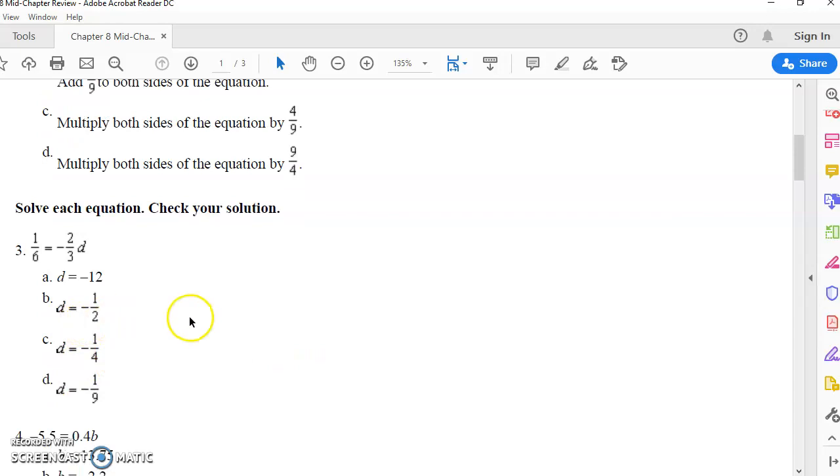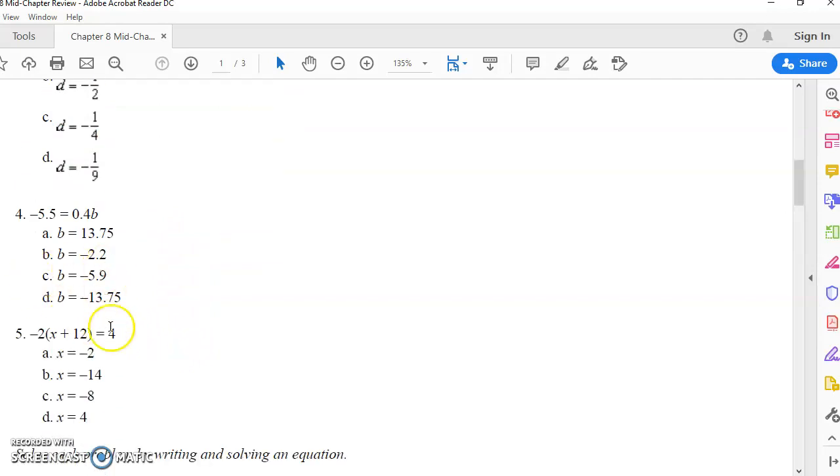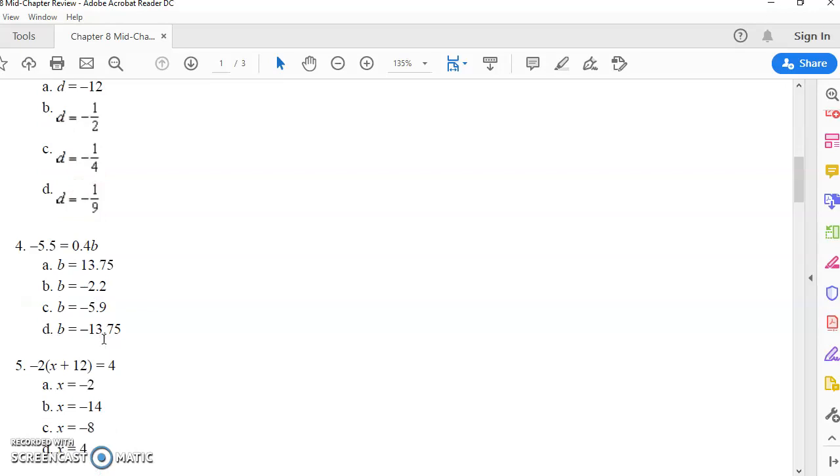Number 3 is also a multiplication equation, and you will divide both sides by the coefficient of D, but you're really multiplying both sides by the reciprocal of the coefficient of D. So you will divide both sides by negative 3/2, and your correct answer for number 3 is C. Number 4 is similar to number 3. It's just that the rational number is in the form of a decimal, and you will divide both sides by the coefficient of B.